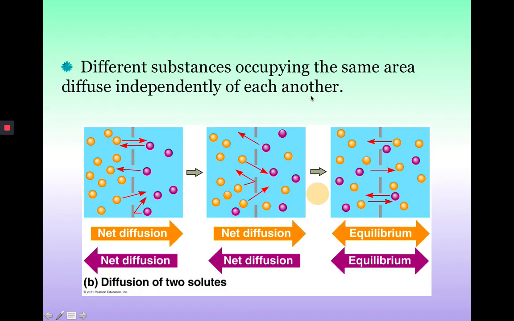Different substances occupying the same area diffuse independently of each other. The purple balls don't care what the orange balls are doing. Everybody moves down their concentration gradient. So purple is going to go to the left, and orange is going to go to the right. Net diffusion of orange is this way because it's going down its concentration gradient. Net diffusion of the purple is going to the left because it's going down its concentration gradient till purple's even on either side and orange is even on either side. They move independently of each other. Solutes do not care about the concentrations of other solutes.